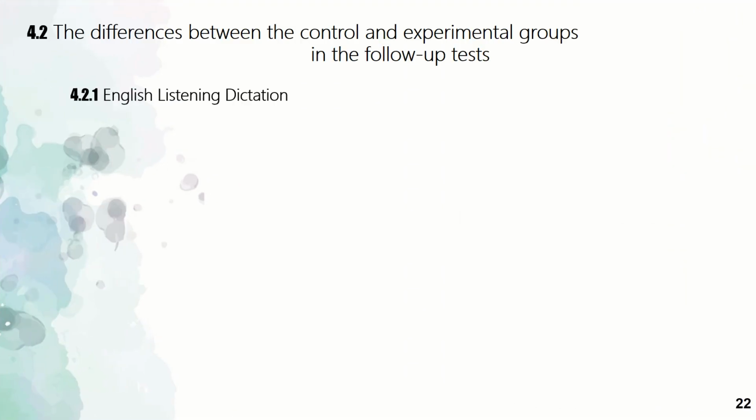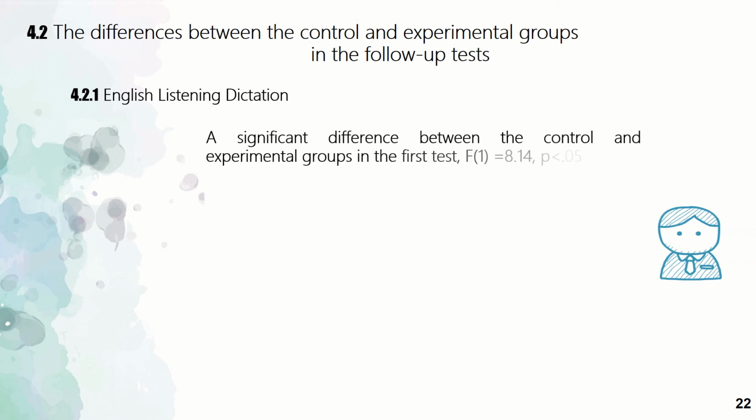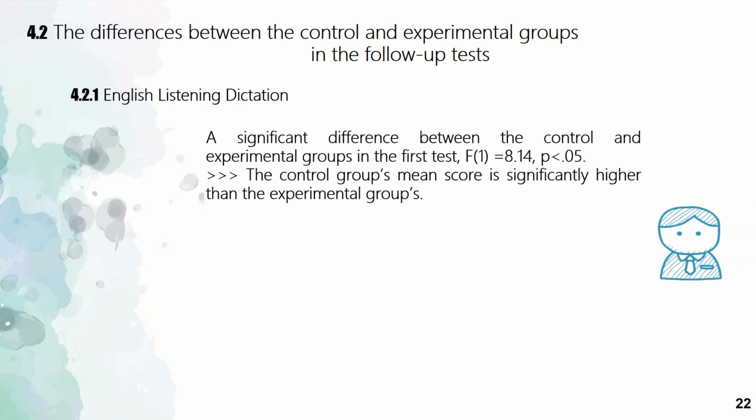The next is the results of the follow-up tests. English listening dictation. There was a significant difference between the two groups in the first test. The control group's mean score is significantly higher than the experimental group's.